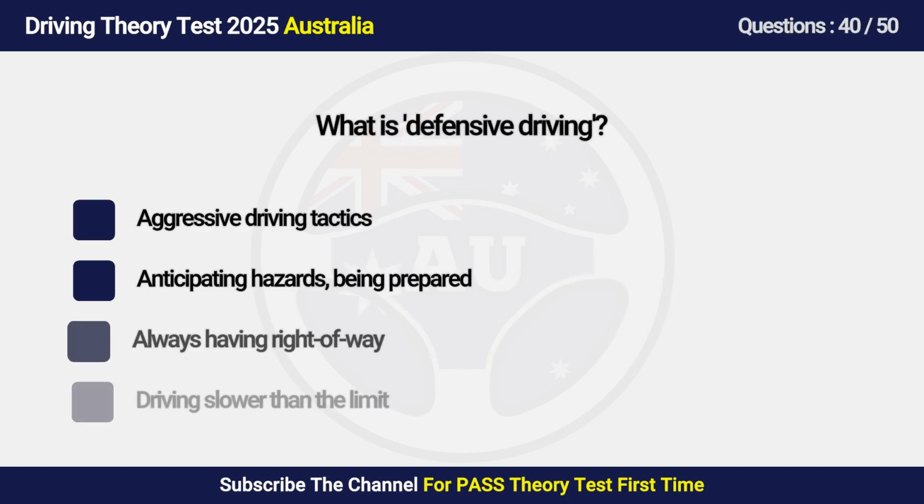Question 40. What is defensive driving? A. Aggressive driving tactics. B. Anticipating hazards, being prepared. C. Always having right of way. D. Driving slower than the limit.